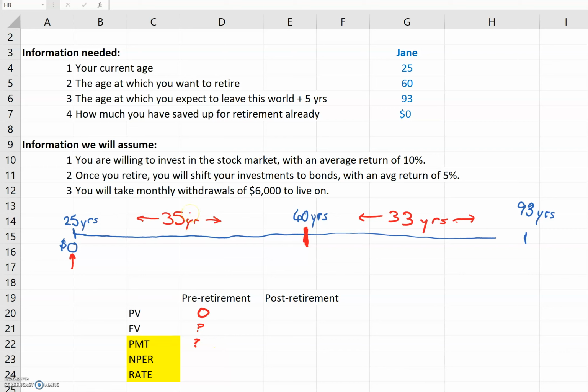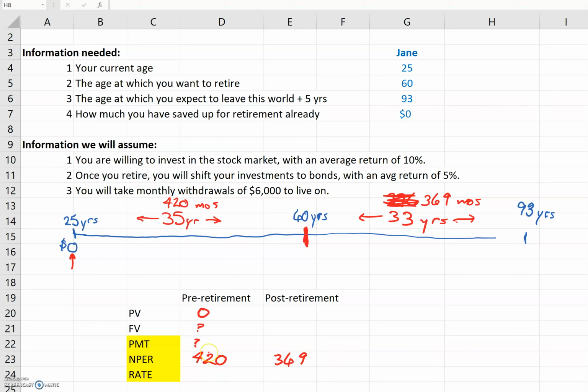Number of periods. I said she's going to put money in every month, so we cannot use years. We have to convert everything that's highlighted to a monthly amount. So the number of periods would be 35 years times 12 months per year, which ends up being 420 months. We will do the same thing over here, and this ends up being 369 months. That's how long her money has to last her. So that's been converted. The number of periods is 420 here, and the monthly periods post-retirement, 369.